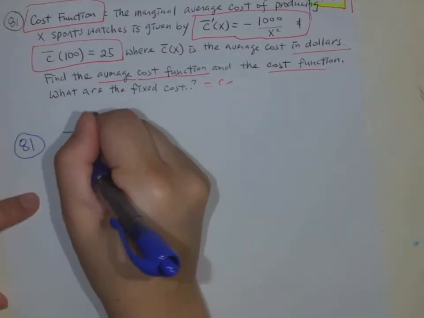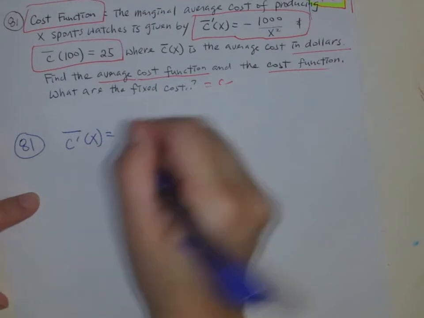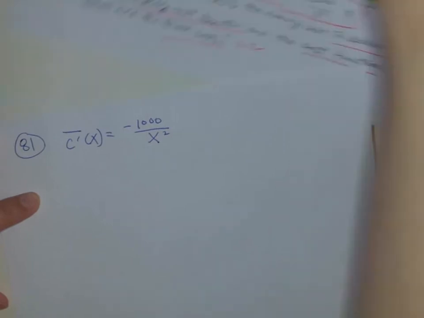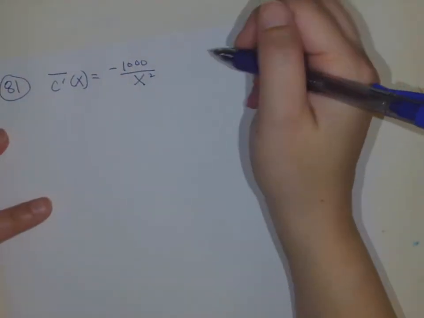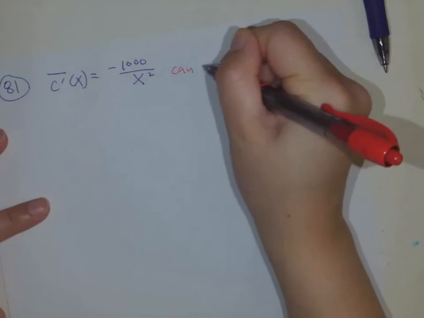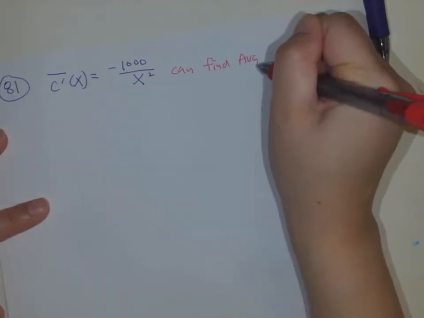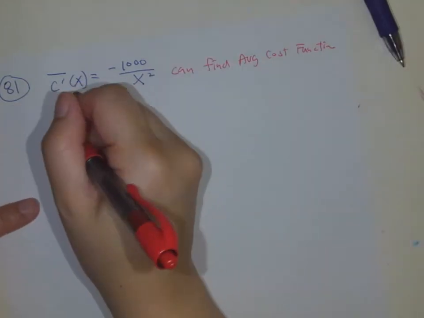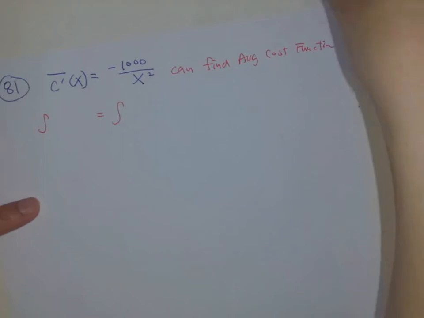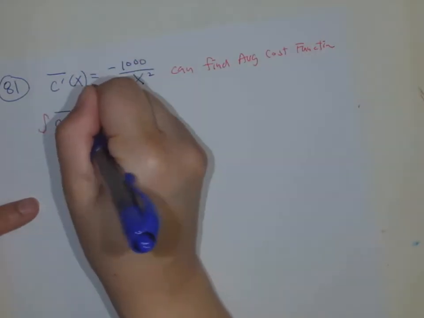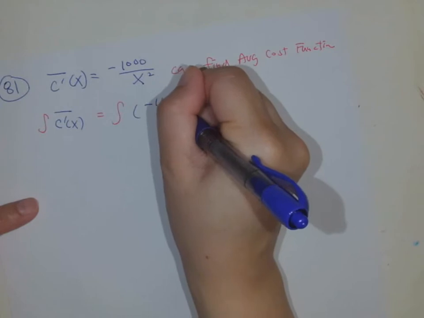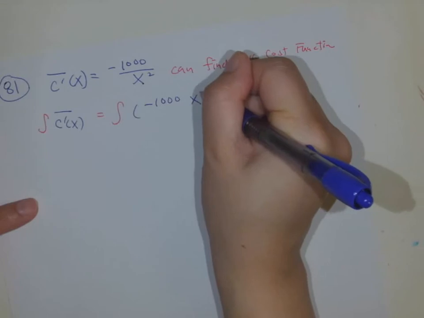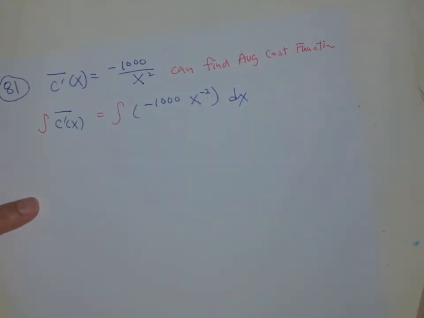We got C bar prime of x equal to negative 1000 over x squared. And then using that, we can probably find the average cost function by doing what? Taking the integral of that, right? So take the integral of both sides. This is C bar prime of x. This is negative 1000. Can I write that as x raised to negative 2 dx? So they're the same thing, right?